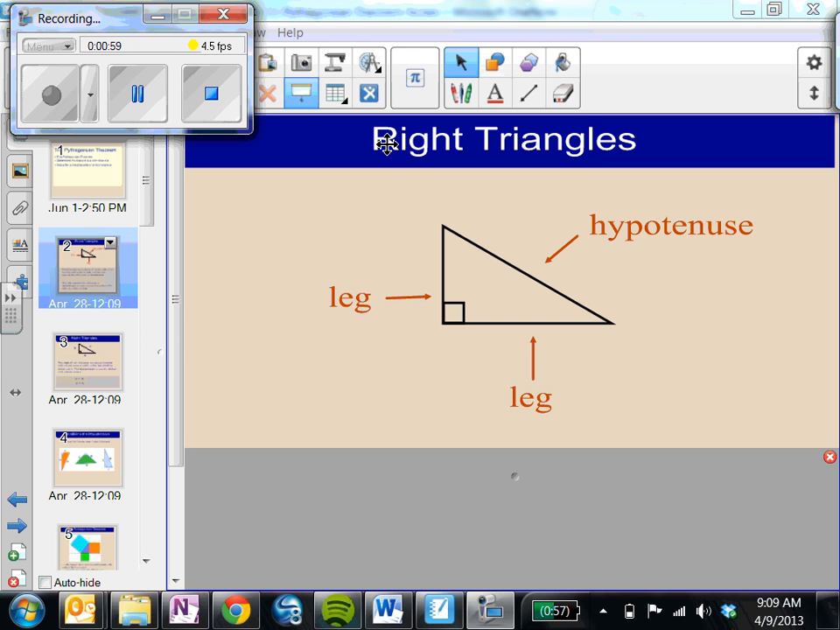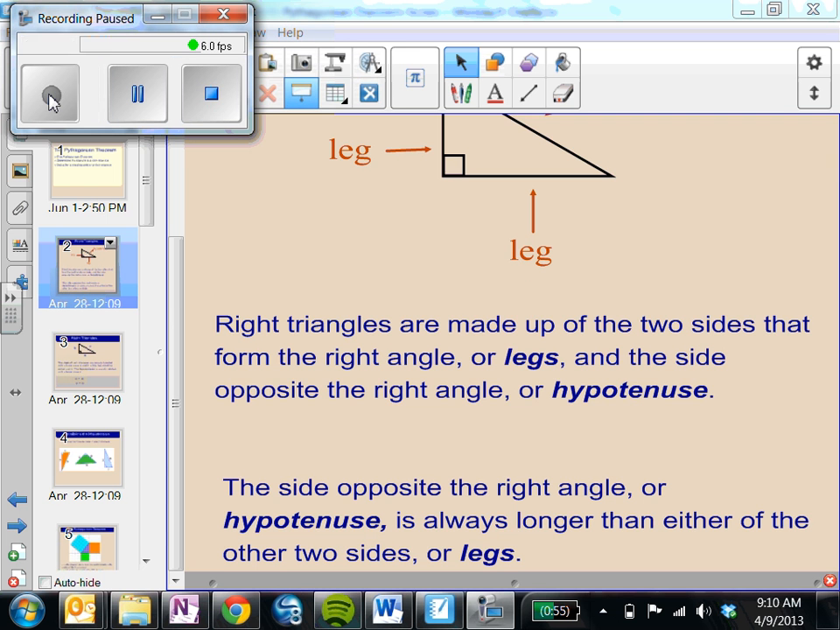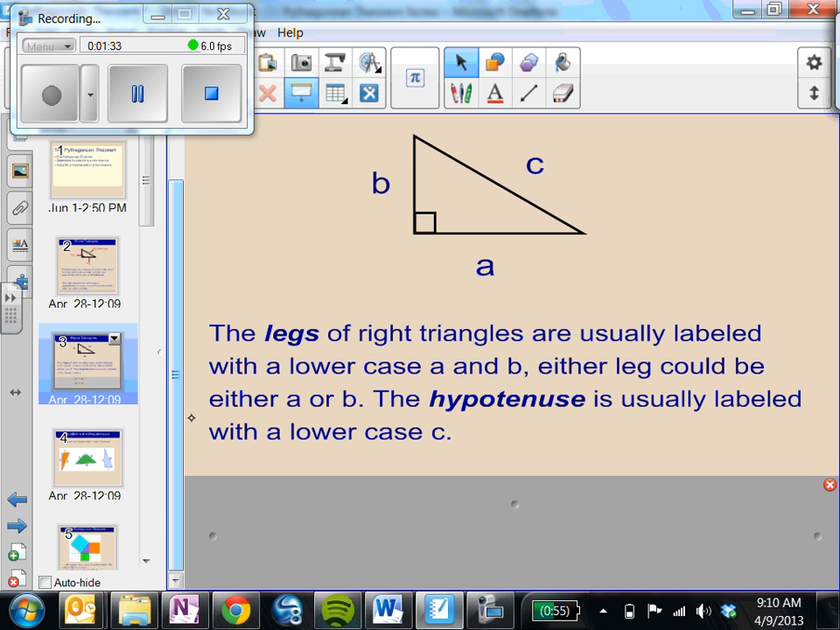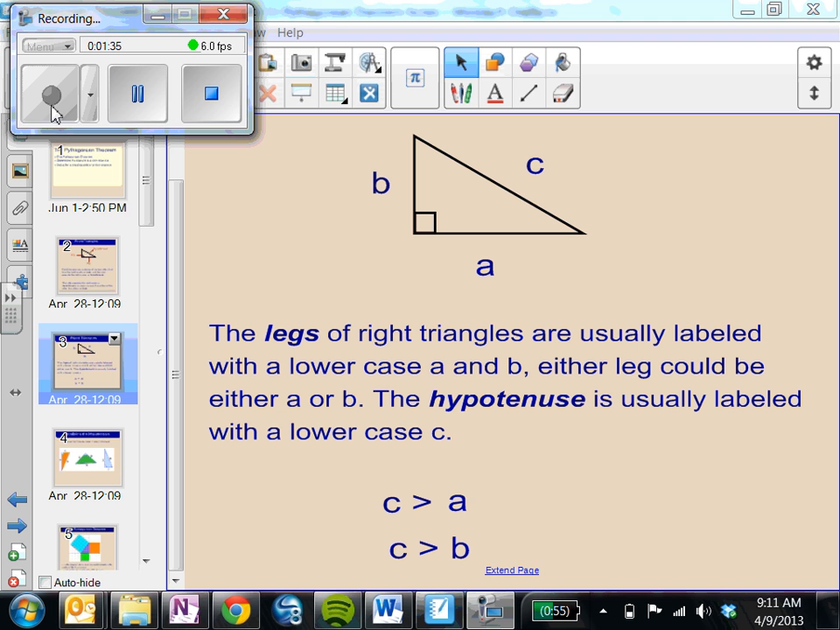In all right triangles, the sum of the squares of the two legs equals the square of the hypotenuse. The two legs make the right angle, and the side opposite the right angle is the hypotenuse. Oftentimes the legs are labeled A and B, and it doesn't matter which leg is A and which is B. The hypotenuse is labeled C. The square of the two legs added together will equal the square of the hypotenuse. C will always be greater than A and greater than B. In other words, the hypotenuse will be greater than either one of the legs.